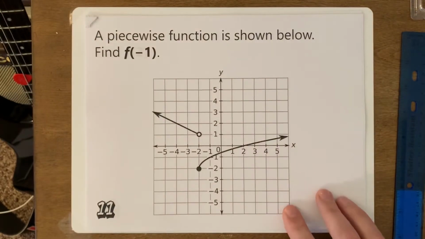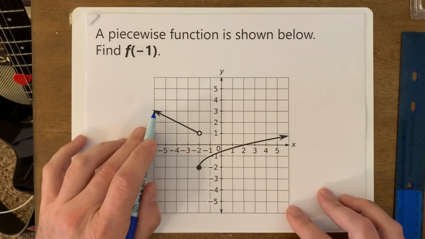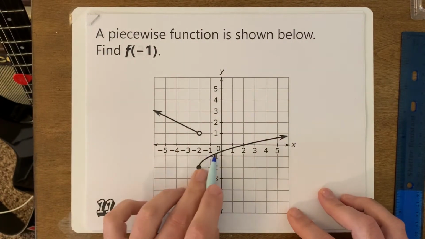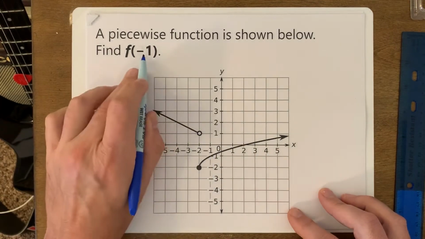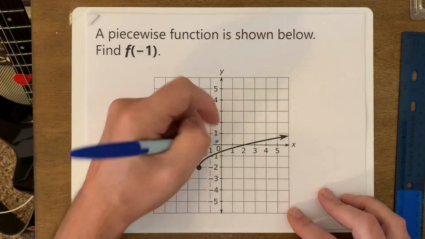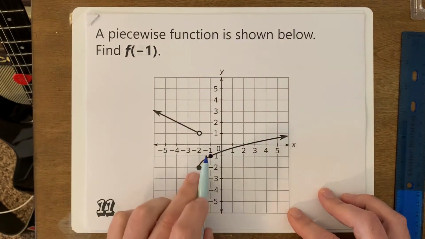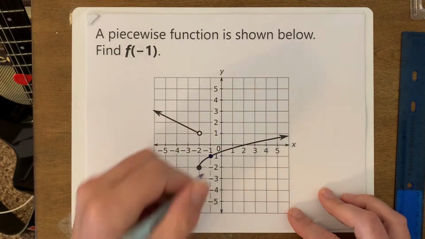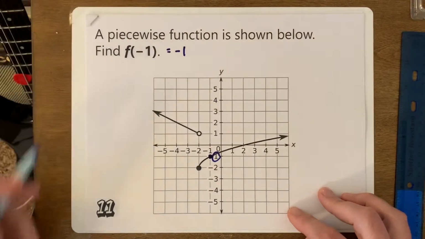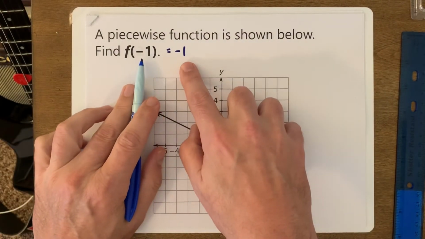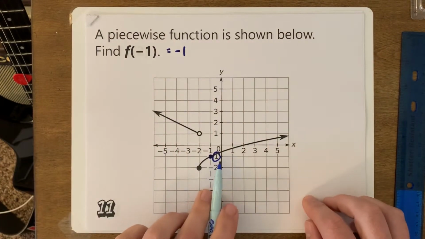And now we have, again, a piecewise. We have a linear piece and then a square root function piece. So here's -1, right? We got to go down till we hit the graph right there. And it looks like that y value, it's a little obscured, but that y value is -1 right there. So it's a coincidence that these two numbers are the same. So it's -1 for the y value right there.